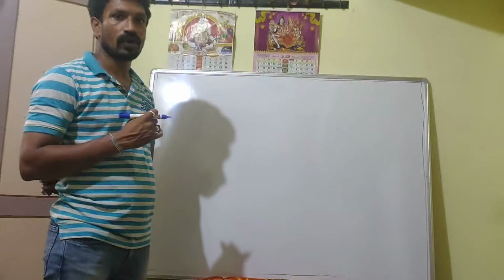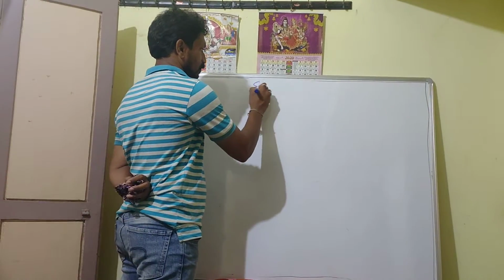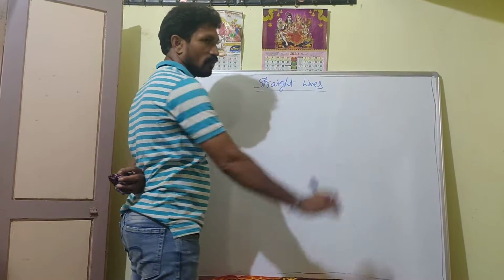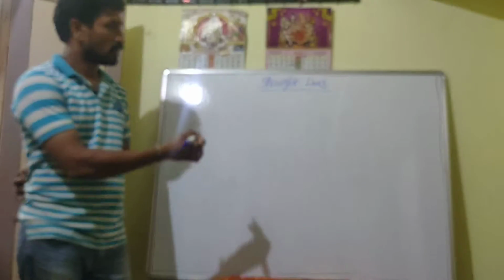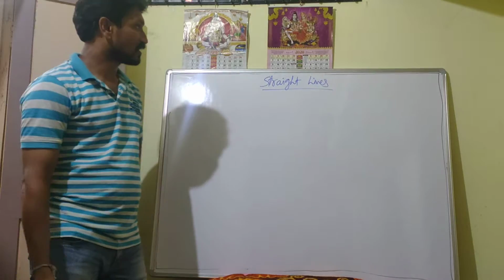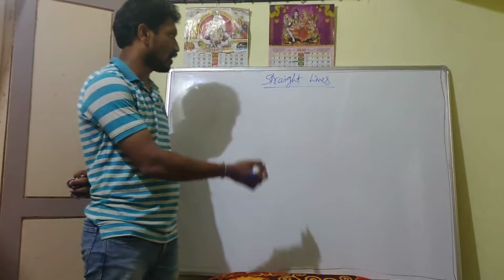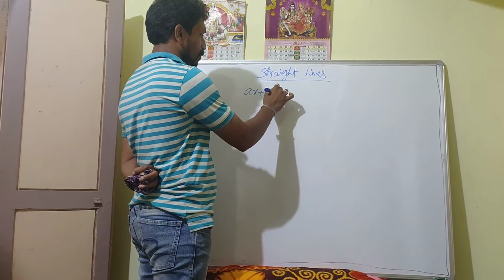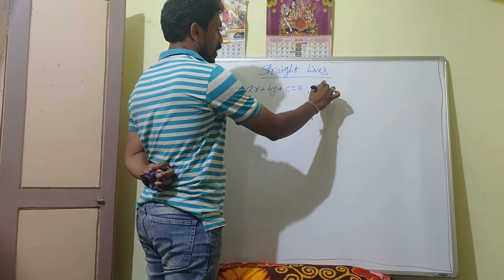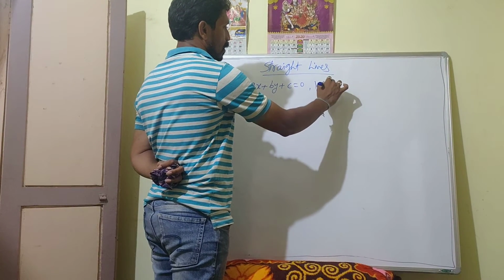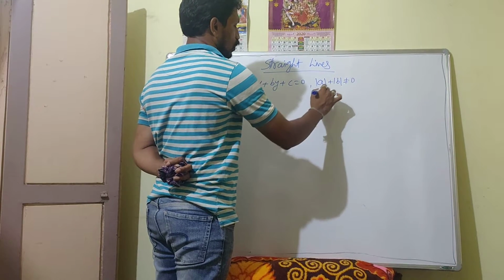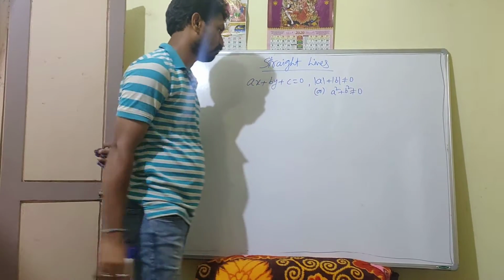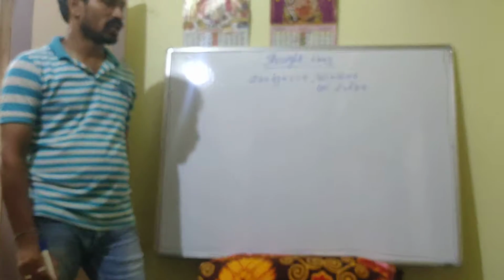Students, today we are going to discuss straight lines. These are very familiar to us from 10th class. In 10th class, you know the pair of straight lines very well. So it is the same here also. The general form of a straight line is ax + by + c = 0, where |a| + |b| is not equal to 0, or a² + b² is not equal to 0. This is the general form of the straight line.